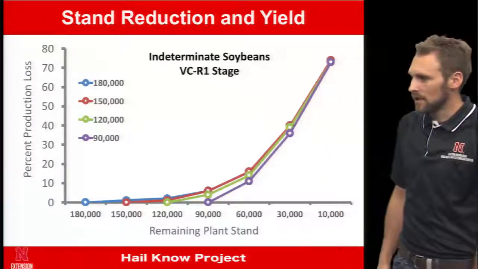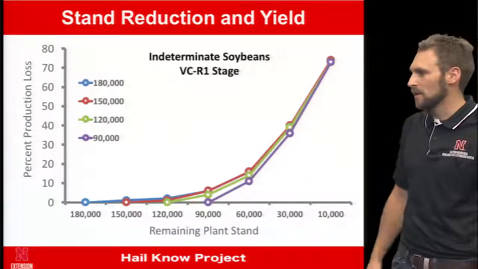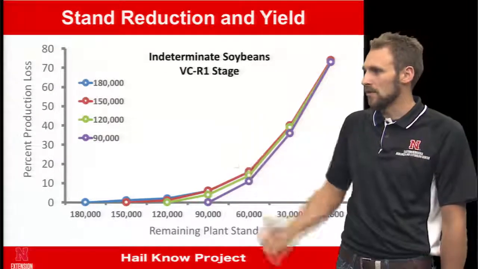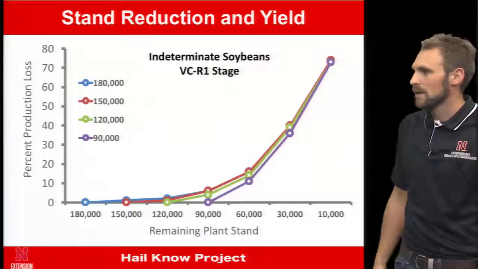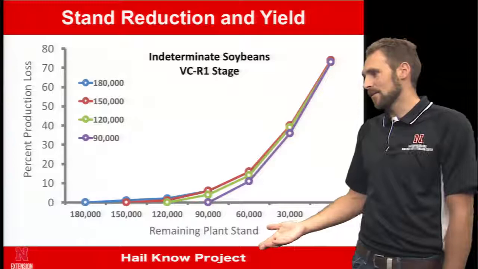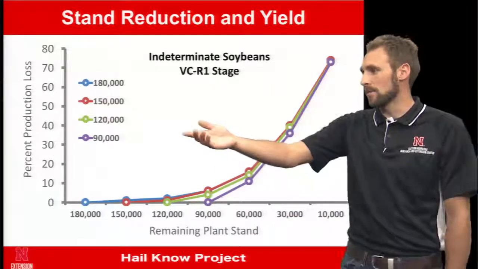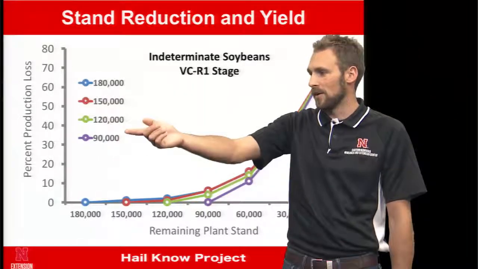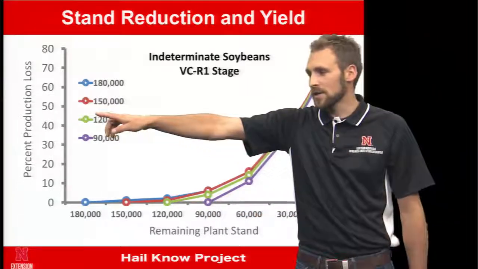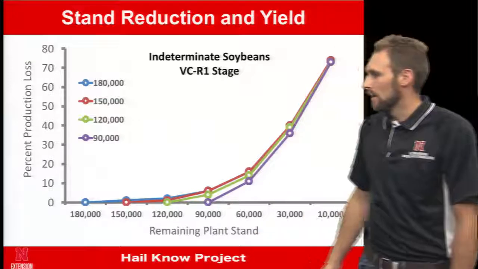Okay, stand loss and yield reductions. This is taken from those charts in the FCIC document. Indeterminate soybeans, which we have a lot of unless you get down into the southern part of the U.S. We've got several different populations listed here. Remaining plant stand versus the population it was at. These are the planting populations that were put in at the early part of the season. And this is that remaining plant stand, and then percent production loss as a result of that.